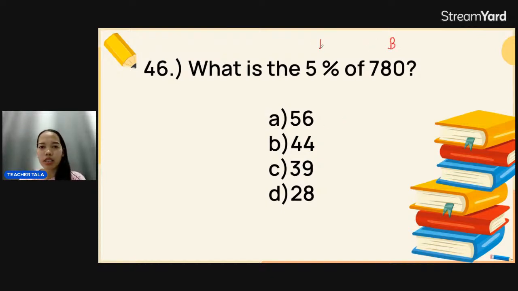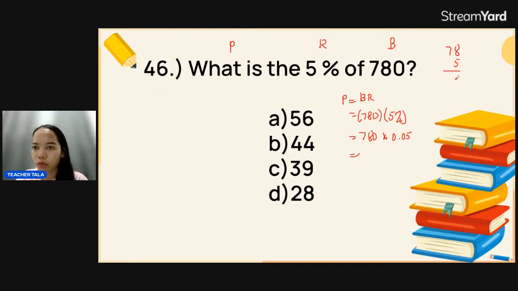Next, what is the 5% of 780? So, this is the base, the rate, and the missing is the percentage. So, same formula pa rin. PBR. Base is 780 and rate is 5%. So 780 times 0.05. So let's multiply. We'll just use the counting numbers. That's 40. 7 times 5, 35 plus 2. That's 39. 390. Now let's count how many zeros. Dalawang zeros. How many decimal places? 2. So, i-crush natin yung last two zeros, and the answer is 390.